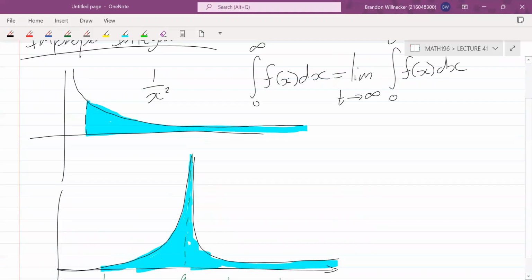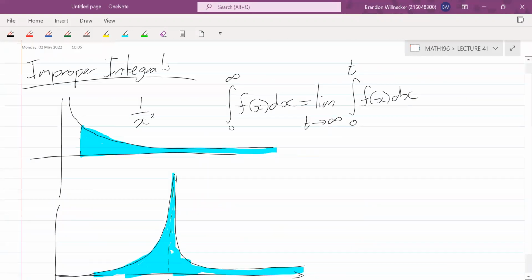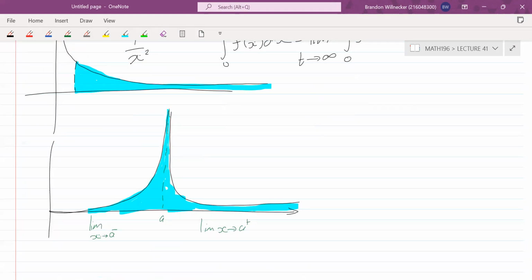Okay, so these are the two types of improper integrals we're going to be looking at. The first case with infinite domains, and then in the second case with discontinuities. Just because there's a discontinuity doesn't mean we can't integrate it. However, we do need to be very careful with those discontinuities. Sometimes the integral does go to infinity, sometimes it's finite. Okay, so we're going to be looking at that next time.